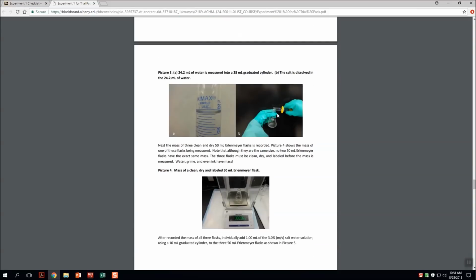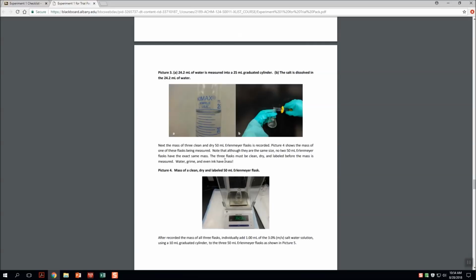Then after that, I'm going to add 24.2 milliliters of water as measured in a graduated cylinder as shown here. And I'm going to swirl that up. And that is my 3% NaCl solution. So now I've made my 3% NaCl solution.